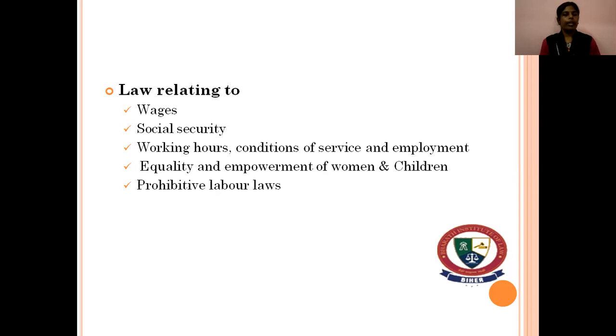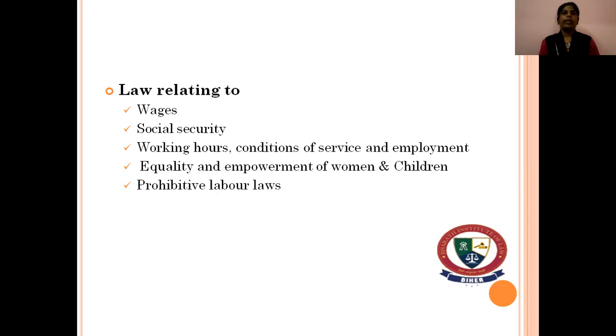And next is the prohibitive labor laws. Prohibitive means that if you are doing a certain offensive thing, it will come under these prohibitive labor laws. That is, child labor is prohibited and bonded labor is prohibited.